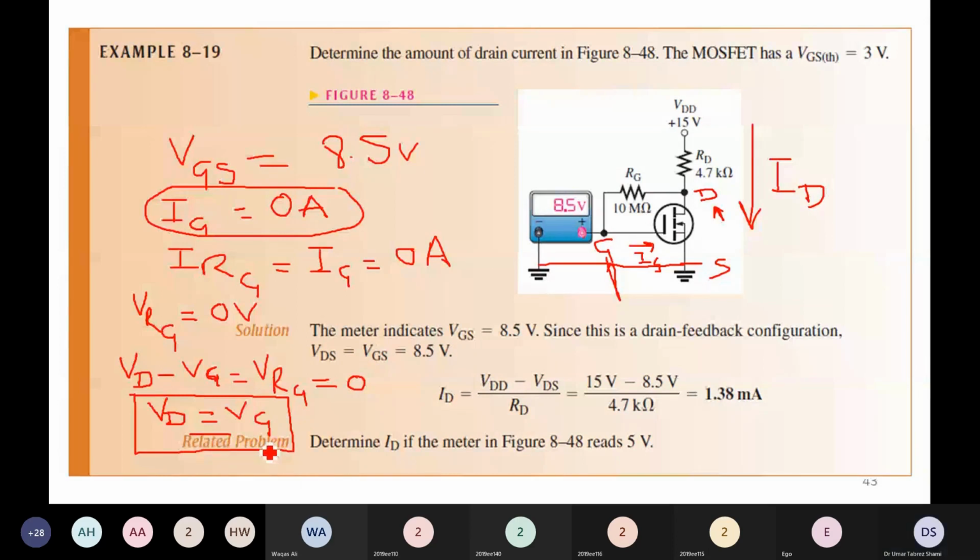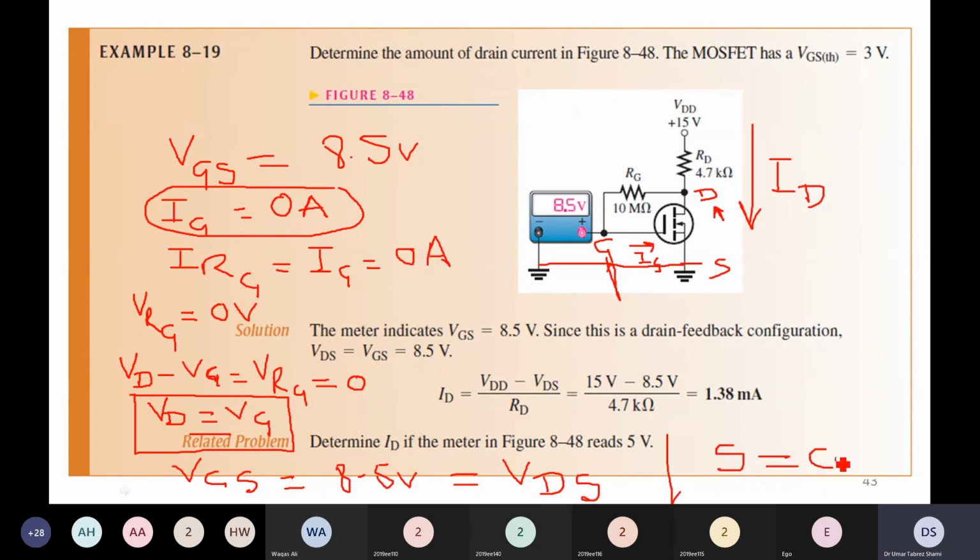So if the voltage between gate and source is equal to 8.5 volt, this means that 8.5 volt also exists between drain and source because the source is at 0 volts. Everyone understand this? Yes, sir, understood. So VGS is equal to VDS because the source is the same, and VD is equal to VG.